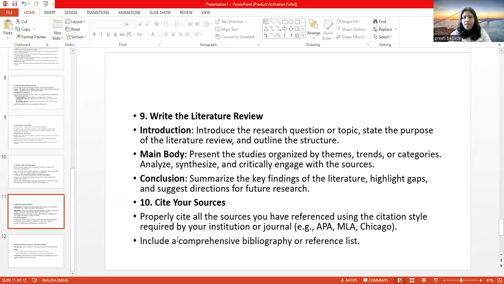You have to write properly and cite all the sources. You have to reference using the citation style required by your institution or journal, such as APA, MLA, or Chicago. And again, include a comprehensive bibliography or reference list.